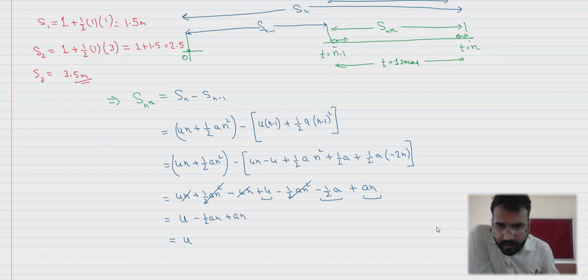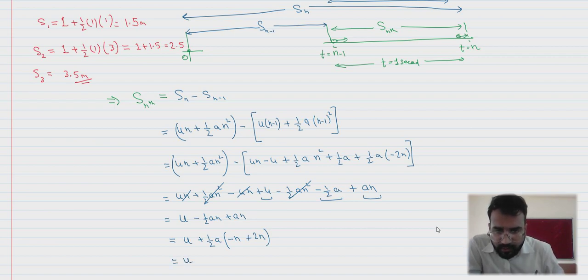Now in the standard form, if I needed to write, I will write u plus half a as common, then it will be minus of n. If I take a n as common, then it will be minus 1 as common, then I have this value as minus of n, and this will be plus of 2n. Why 2? Because I have taken half outside, that is why I have to multiply 2n.